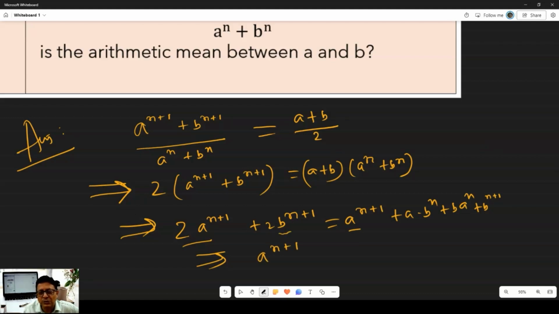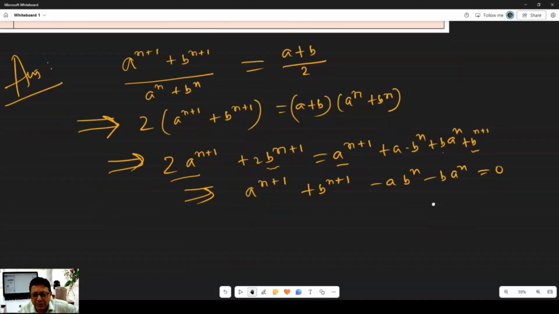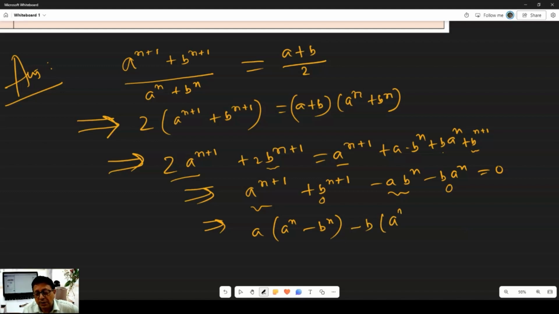and from this 2, we get, take all the terms on the left hand side. Am I correct? We are going to find the value of n from here. Now factorize, take a common, it will be a to the power n, and then from the remaining two, this one and this one, you take b common, a to the power n into a minus b equal to 0.